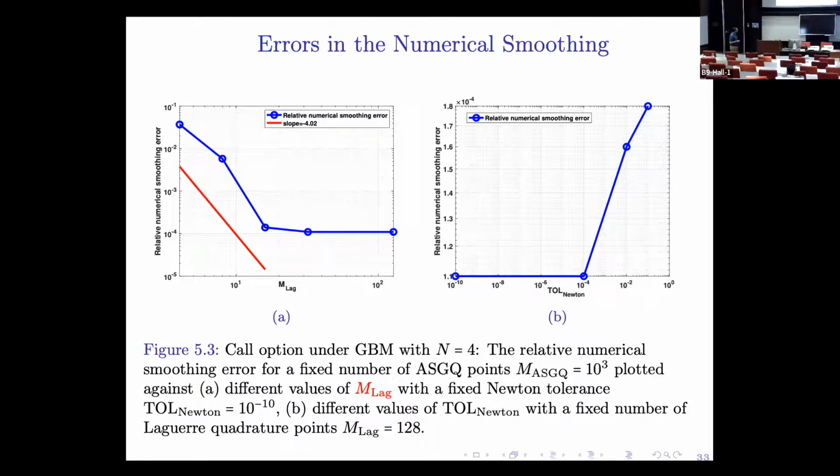So you see, even starting with very coarse tolerance for the Newton, you get something that is in relative sense 10⁻⁴, and you don't gain too much by going very deep in terms of the Newton tolerance. So this tells you that the numerical smoothing procedure we are introducing is very cheap, but we get very good regularity as a consequence of that.